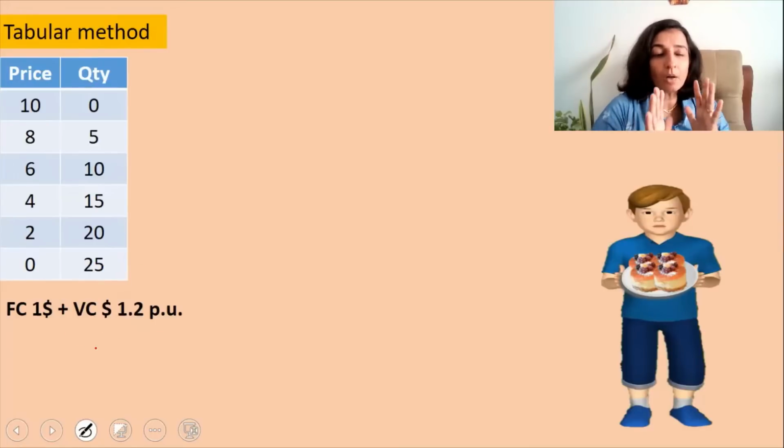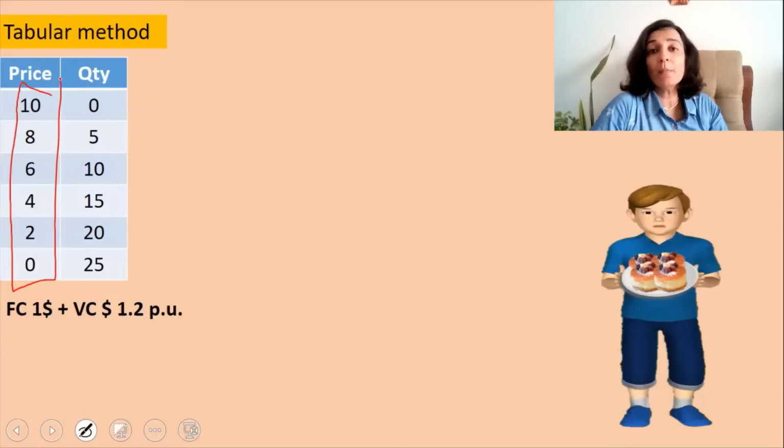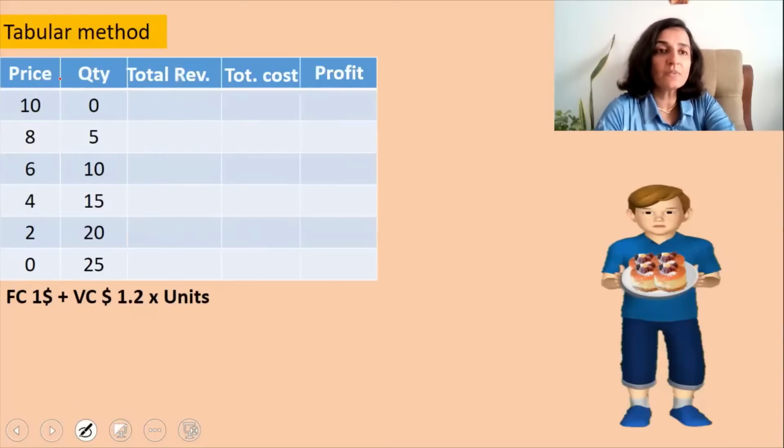Now we have to find out which is the best price which will give him the maximum profit. So what is profit? Profit is nothing but total revenue minus total cost. So under the tabular method, all that we have to do is find out the total revenue for each price and find out the total cost for each price. Find out the profit. The price which gives the maximum profit should be selected as the optimum price. So let's add the columns.